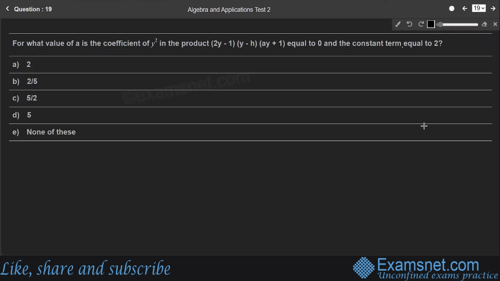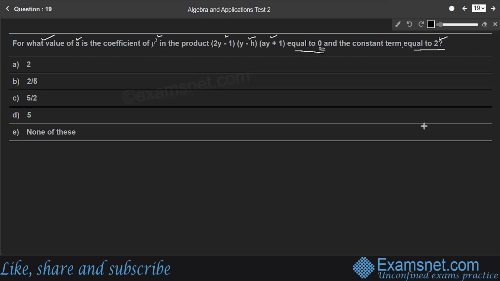Question 19. For what value of a is the coefficient of y square in the product (2y minus 1)(y minus 1)(ay plus 1) equal to 0 and the constant term equal to 2? So that means in the product of the given three terms, in their product, the coefficient of y square is 0 and the constant term, which is not variable, right, the constant term is 2. Right? So in that product, we need to find the value of a.